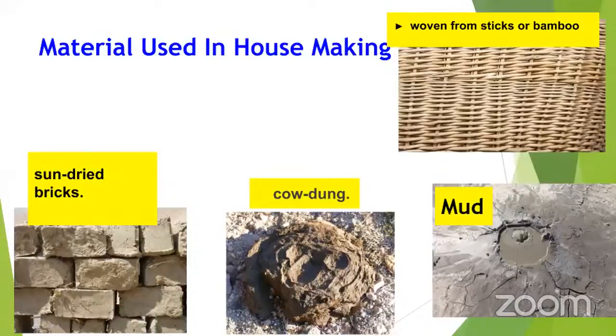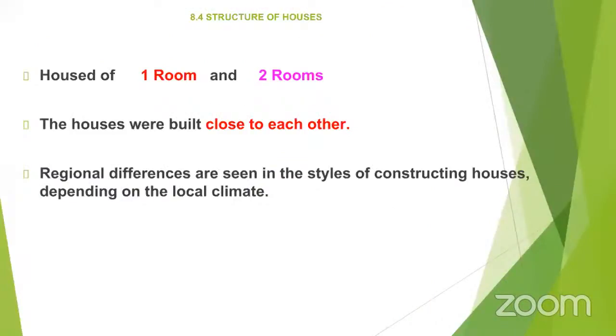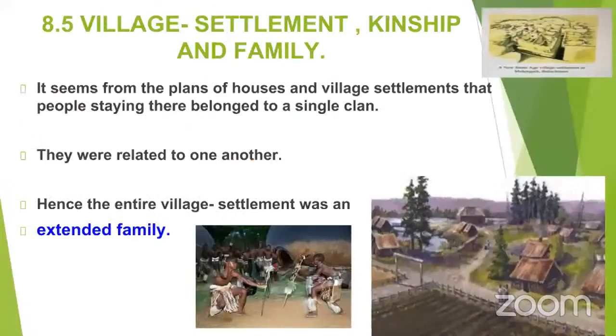Okay. And these houses had either one room or two rooms. And the houses were built close to each other to form the colony or the community or the village. And regional differences are seen in the styles of constructing houses depending on the local climate. Clear? I hope you all have understood the structure of houses. Okay. Now we'll move to the next one.